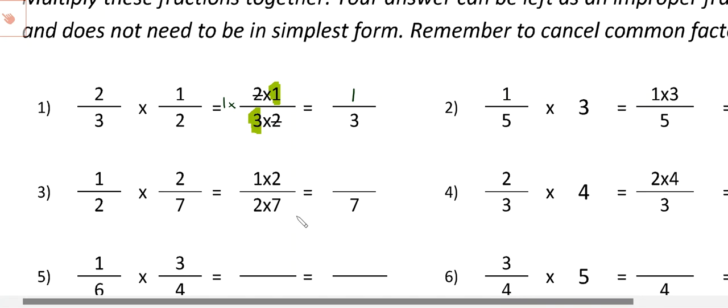Question 3. We've got the same thing. The 2 and the 2 cancel to become 1 times, and we're left with the 1 and the 7. So the answer is 1/7.